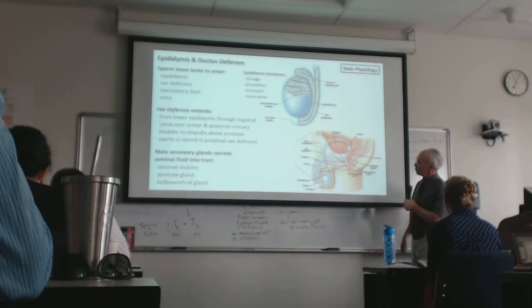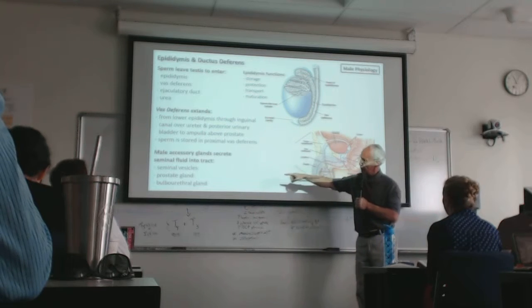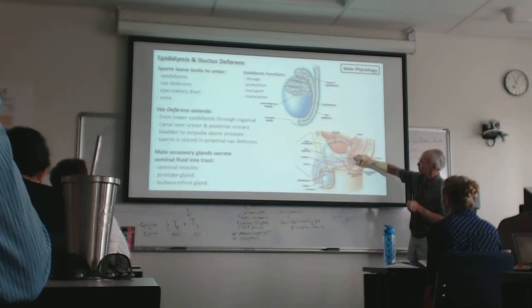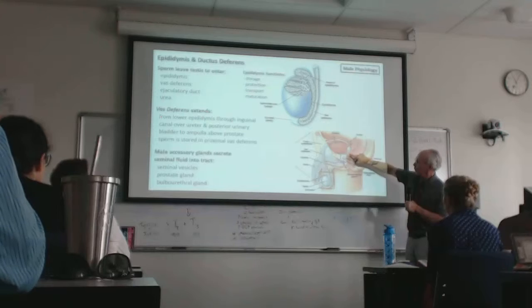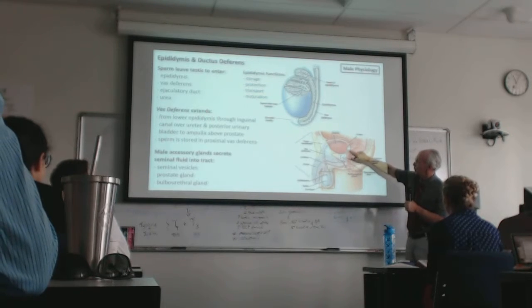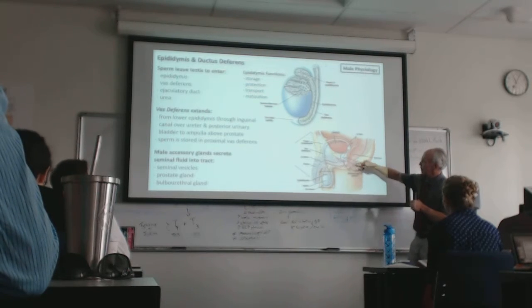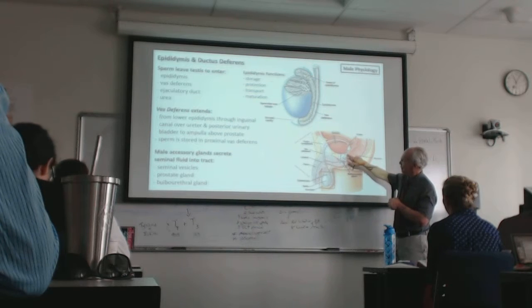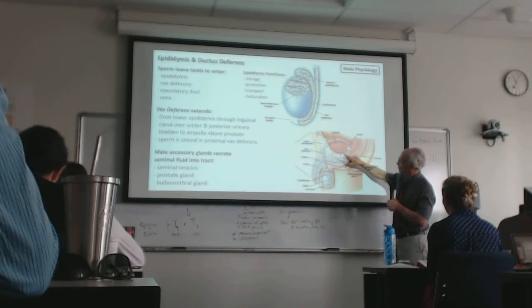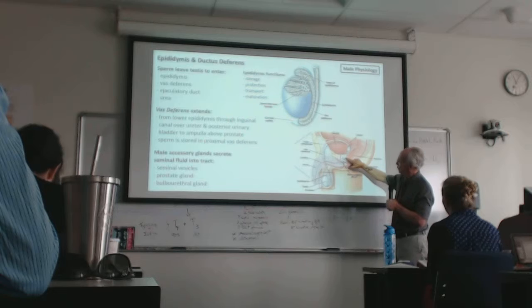But with respect to these accessory glands, you can see the three major glands listed over here. The seminal vesicle is going to be back here. We don't see it. This is actually called the ampulla of the vas deferens there. The seminal vesicle is going to be back here. The prostate gland is going to be releasing a bit of the seminal fluid.